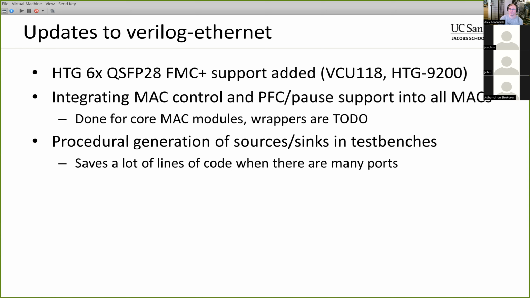So those are the only two that are in both Verilog Ethernet and, well, I guess the HTG 9200 is not in the Corundum repository yet. It doesn't really make sense to run Corundum on that one in its current form. But we've added reference designs to the Verilog Ethernet repository for these two boards that include this additional FMC Plus and turns on a lot of ports. So with that one, you can get 8 QSFPs on the VCU118 or on the HTG 9200, which already has 9. It brings it up to a grand total of 15.